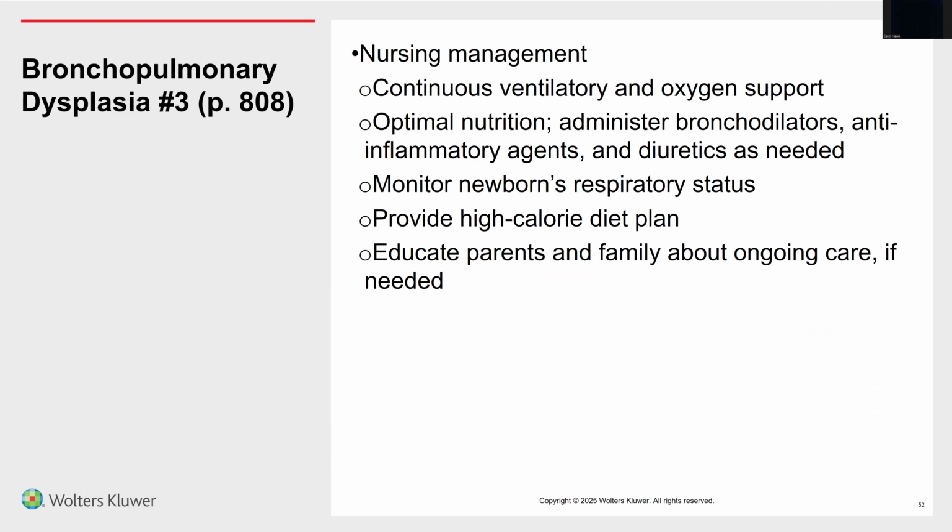So, to manage these babies, we need to provide continuous ventilatory and oxygen support, provide optimal nutrition, administer bronchodilators, anti-inflammatory agents, and diuretics as prescribed, monitor their respiratory status, provide a high-calorie diet plan, and educate the parents and family about ongoing care, as well as any follow-up care as needed.